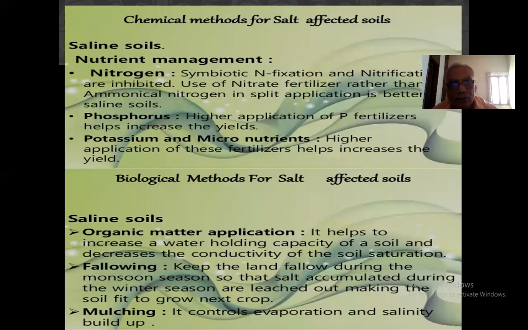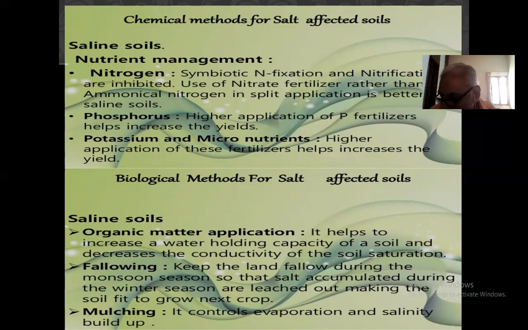Then the chemical method for salt affected soil. First we covered physical, now the chemical methods, starting with nutrient management. In nutrient management, nitrogen, symbiotic nitrogen fixation, and nitrification are inhibited. Use of nitrate fertilizer rather than ammonium nitrogen, in split application, is better in saline soil.